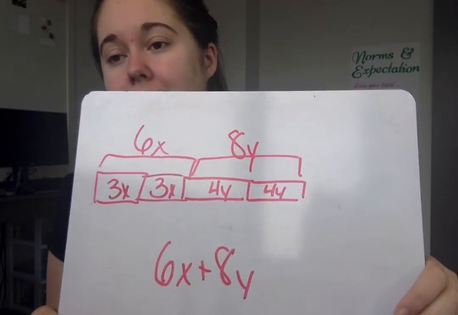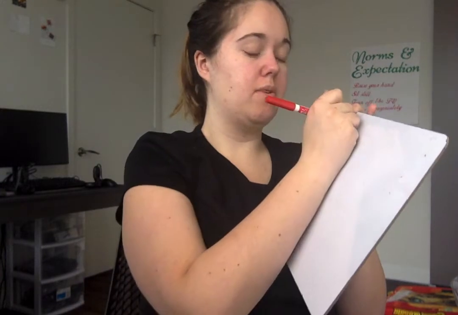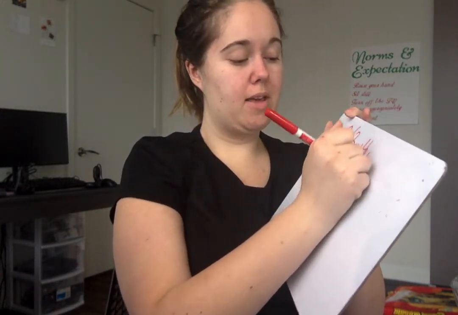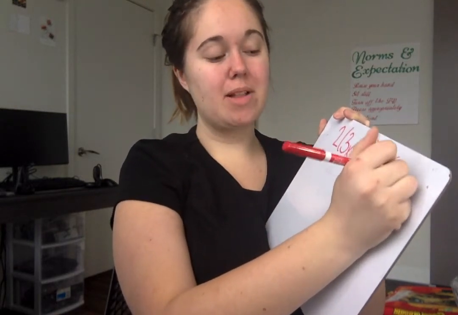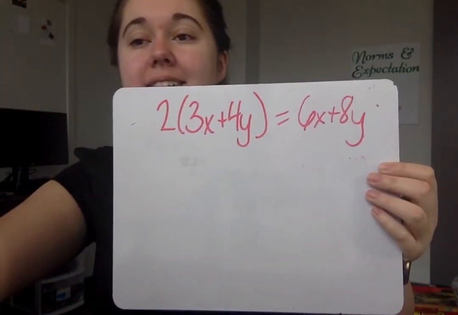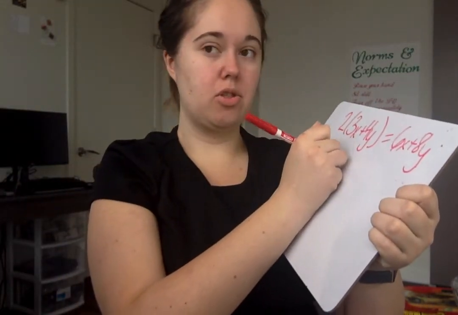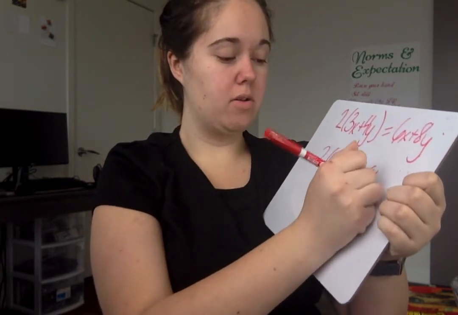What is an equivalent expression that we can use to represent 2 times 3x plus 4y? So what's equivalent to 2 times 3x plus 4y? It would be 6x plus 8y. And we just proved that with our models. It is the same as saying something like 2 times 3x plus 2 times 4y.